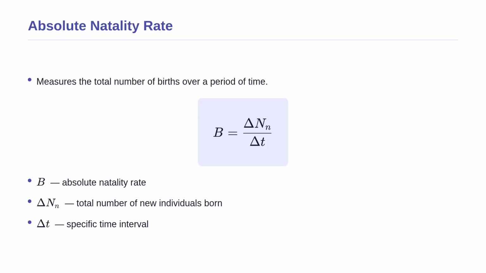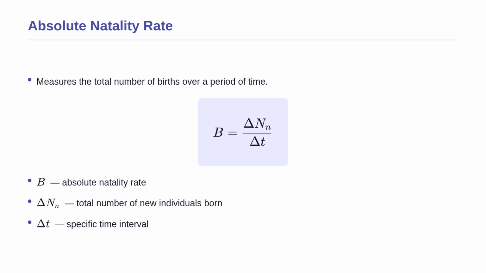Now that we know what natality is, let us look at how we quantify the raw speed of this growth. This brings us to the absolute natality rate formula. Conceptually, this is just the number of new babies divided by the time it took to produce them.